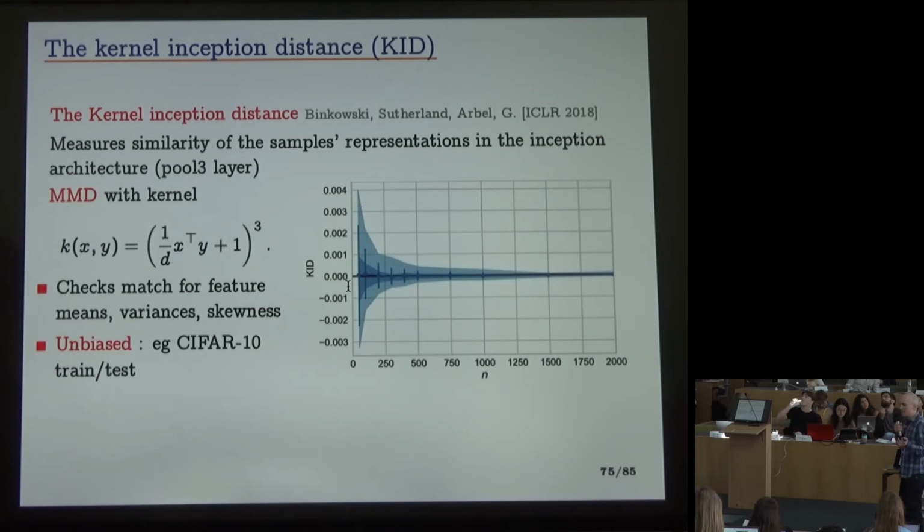So, this is what we're using now. It's not the last word, okay? For instance, the pull-3 layer of inception is a completely arbitrary choice. These are image features, maybe there are better image features.